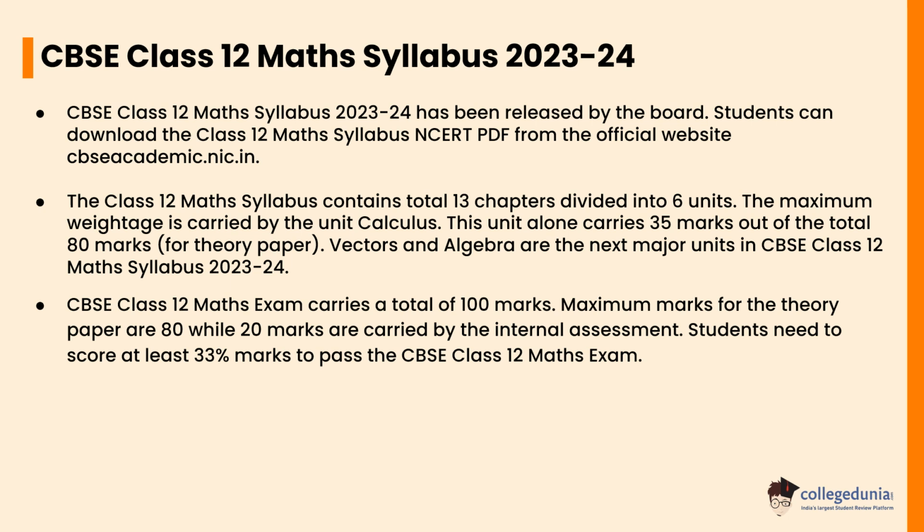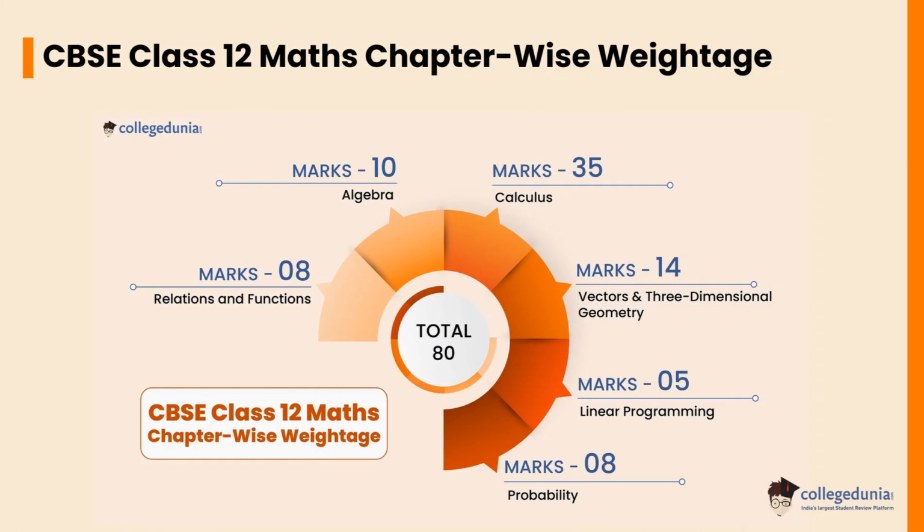The CBSE Class 12 Maths exam carries a total of 100 marks. Maximum marks for the theory paper are 80, while 20 marks are carried by the internal assessment. Students need to score at least 33% marks to pass the CBSE Class 12th Math exam. Let's check the CBSE Class 12th Maths chapter-wise weightage.